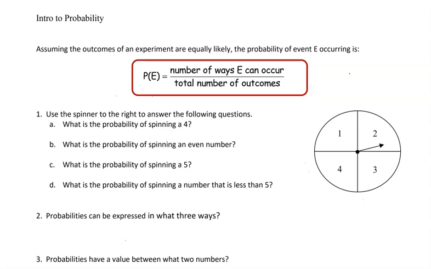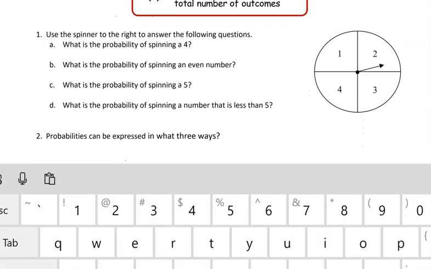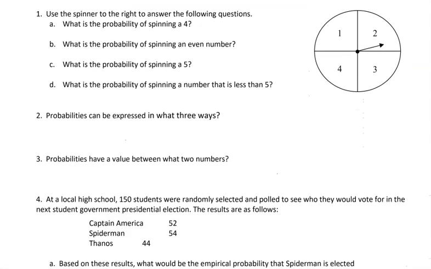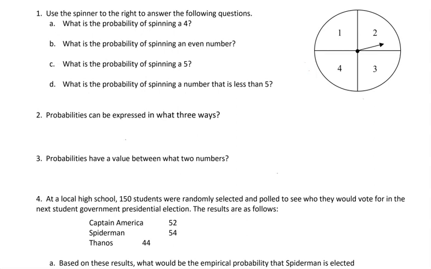Alright, so we're going to start easy. If we have this spinner, then we're going to use that spinner to answer the following questions. First, what is the probability of spinning a 4? Well, there are 4 different possible outcomes, so we know that's going to be at the bottom of a fraction. And the actual outcome that we want is to get the 4, and there's only one of those. So 1 out of 4.